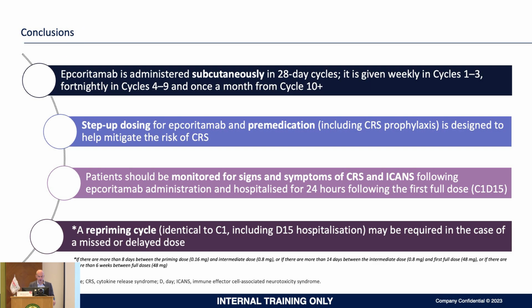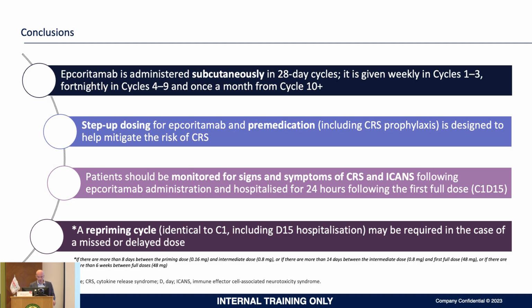So to conclude this talk on practicalities, EPCO is given weekly, cycles 1 to 3, fortnightly 4 to 9, and monthly from cycle 10 onwards. We can mitigate the CRS risk with step-up dosing and pre-medication, including steroid for CRS prophylaxis. You should monitor patients for signs and symptoms of CRS and ICANS following that first full dose on cycle 1, day 15.